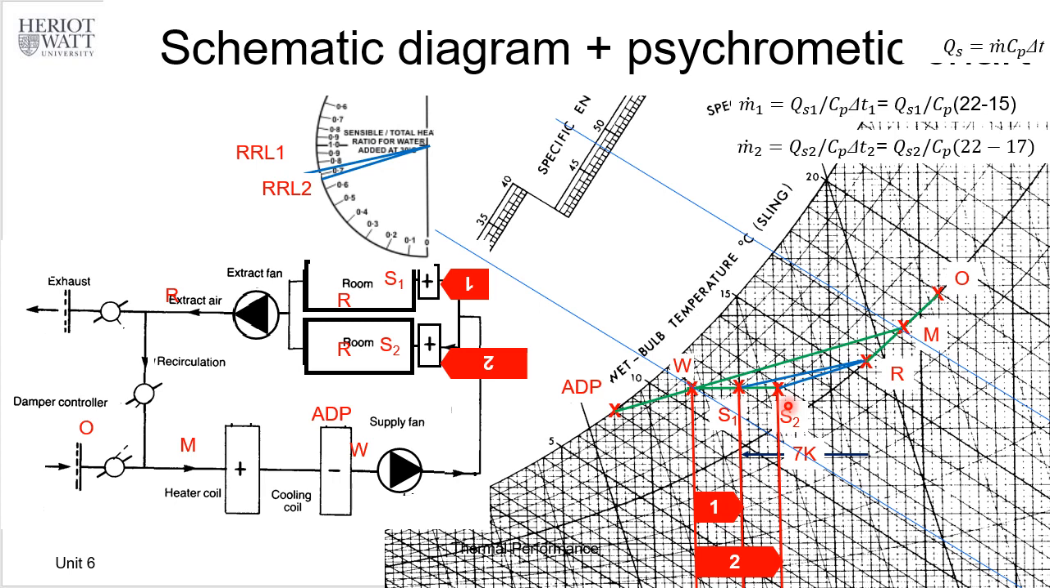Here we find that it is 17 degrees. All right. Can you see this illumination line makes this horizontal, and this is the state of supply air to zone 2. So it only has a 5 degree temperature difference. So according to this, you can calculate the mass flow rate to zone 2.